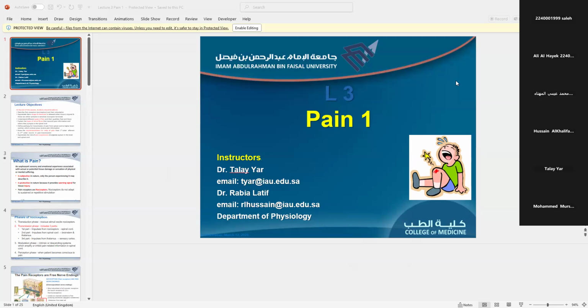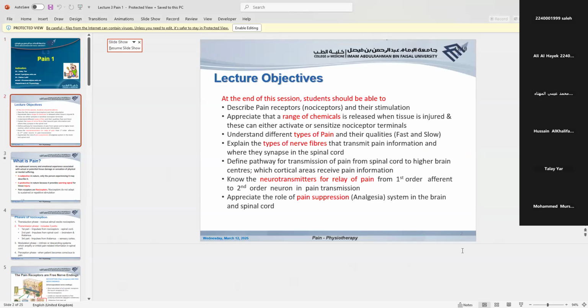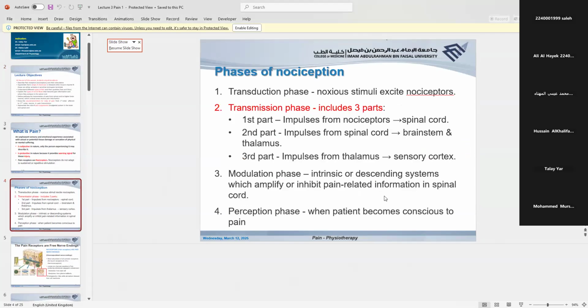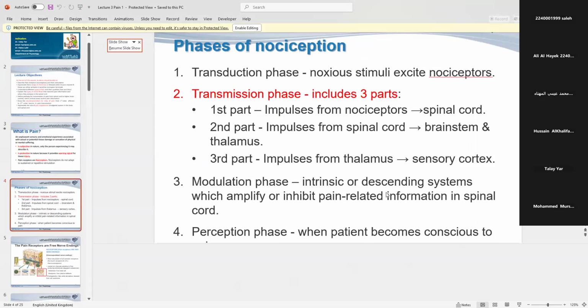All right, now you can go to slide number four. Yeah, we covered this, that these are different phases. Next slide, five.